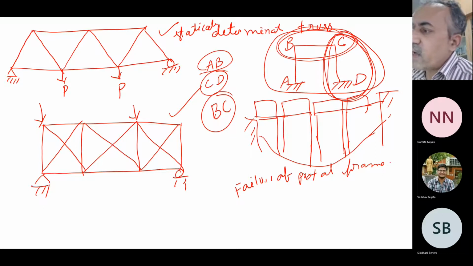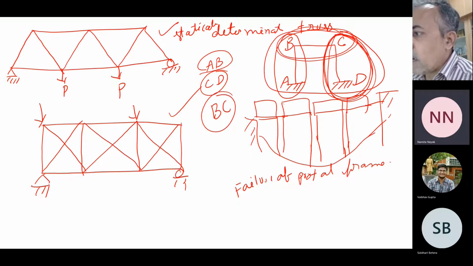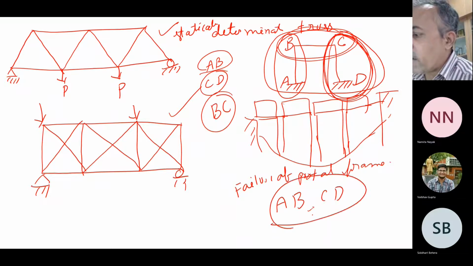So if you take the columns AB and CD, are they in parallel or series? If one column goes, will the portal frame collapse? No, sir, they are in parallel. So you can say AB and CD are in parallel. Something like this you have to identify.